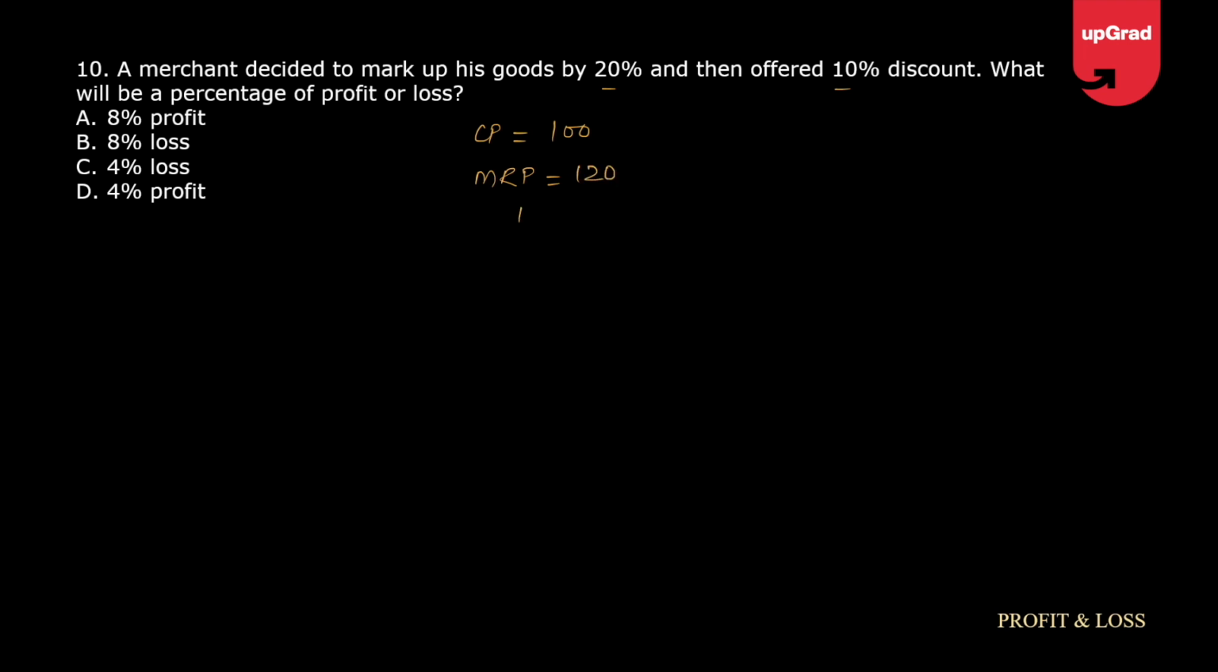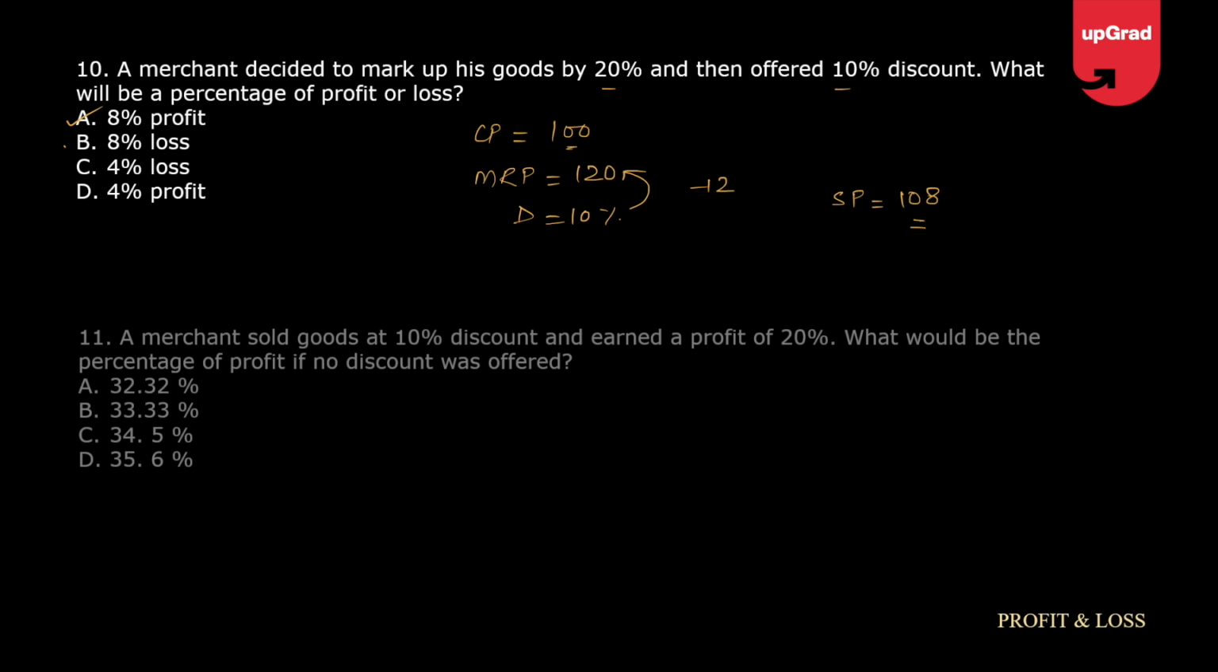And now he offers a discount of 10%, 10% on MRP obviously. So it will be 12 rupees of discount. That means selling price would be equal to 108 rupees. Now the question is, what will be the profit percentage? It will be 8%, obviously, because it is compared to 100. So it will be 8% of profit. That's my answer number 1. Let's look at another question.